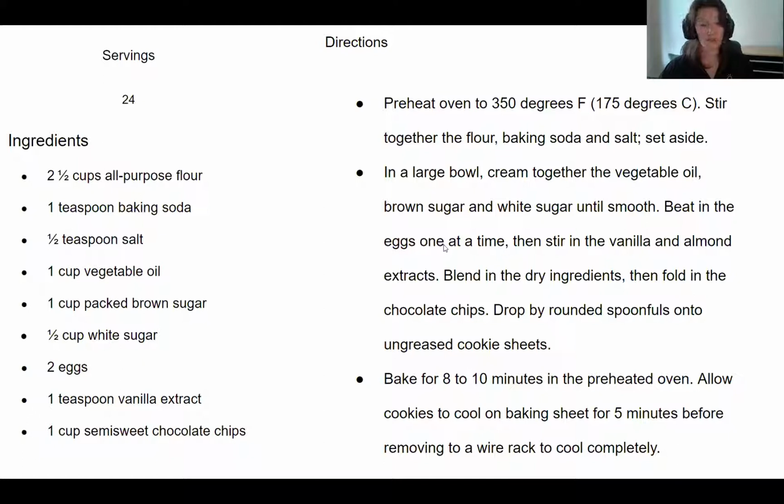So we'll be making 24 cookies, and we're going to have our flour, our baking soda, salt. We're going to be using oil today, and I'll be explaining why later. We're going to be using both brown sugar and white sugar, which is something else we're going to possibly change. We're going to use 2 eggs, vanilla extract, and chocolate chips.